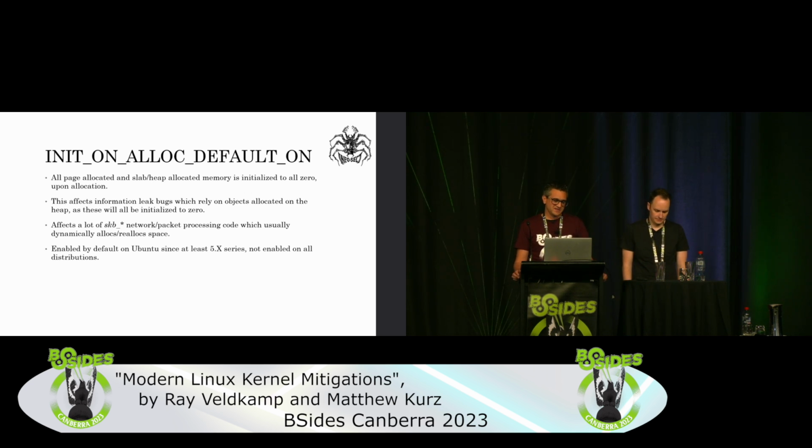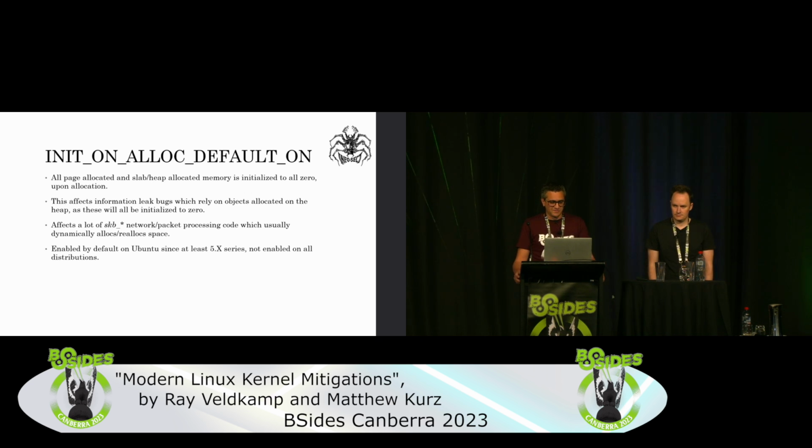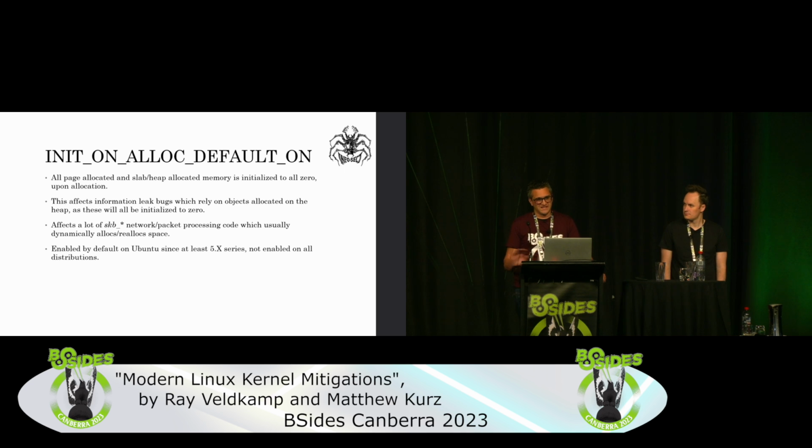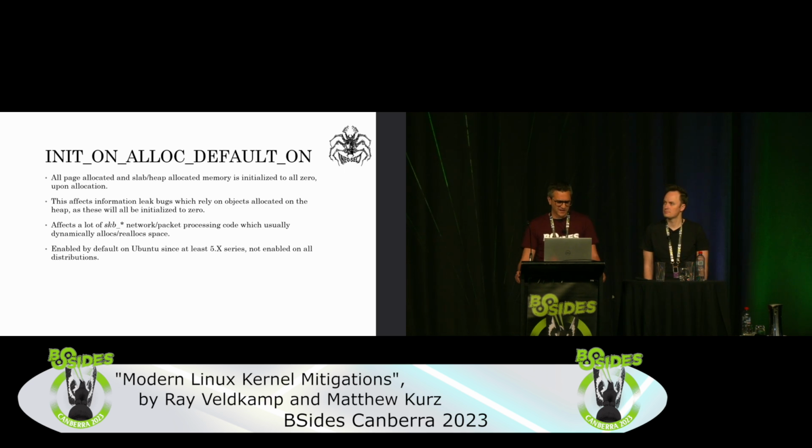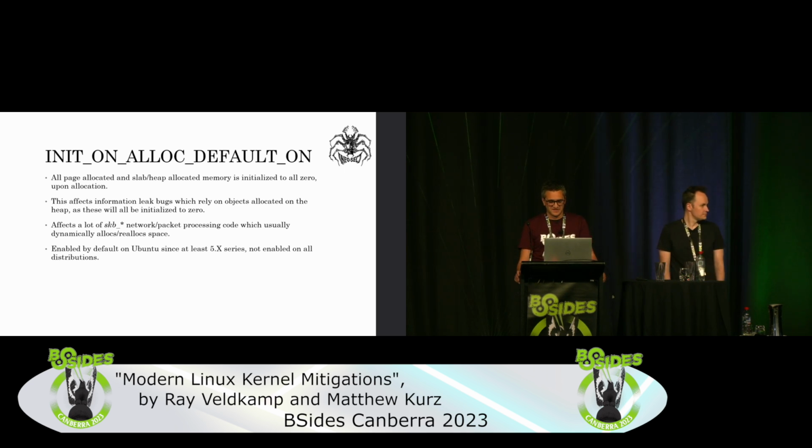So in the kernel, this affects a lot of network and packet processing code. The SKB structs are used for network operations, and there's a set of functions for dealing with SKBs. This stuff usually dynamically allocates memory on the heap. It does things like allocates headers for packets and payloads for those packets. This particular mitigation just wipes out a lot of those information leak style bugs. This is enabled by default on Ubuntu and has been since the 5 series kernel, but it's not enabled across all distributions.